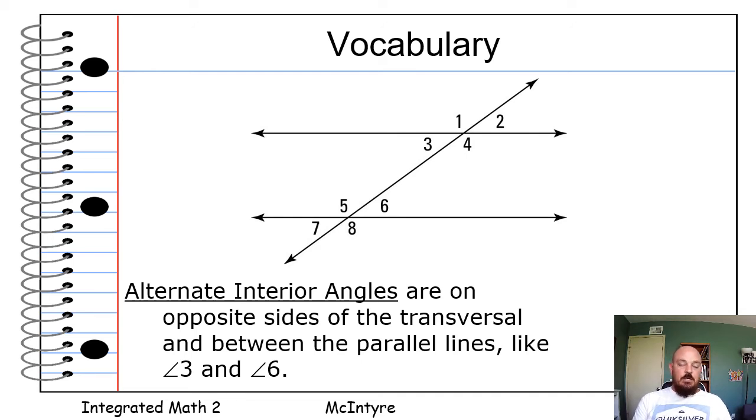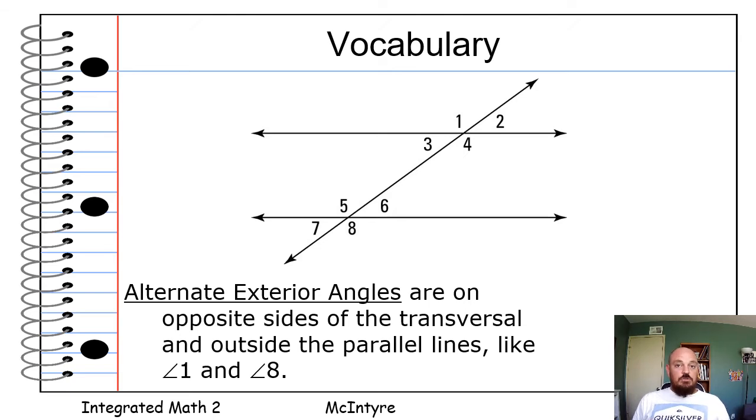Now interior is talking about the parallel lines. Interior means in here. This is the interior, in between the two lines. So I want two angles that are in between the two parallel lines and one from each side of the transversal. So the example I gave you for the notes was 3 and 6. One from each side of the transversal and both on the inside or interior of the parallel lines. The other example I could have used, 4 and 5. Those are your two sets of alternate interior angles.